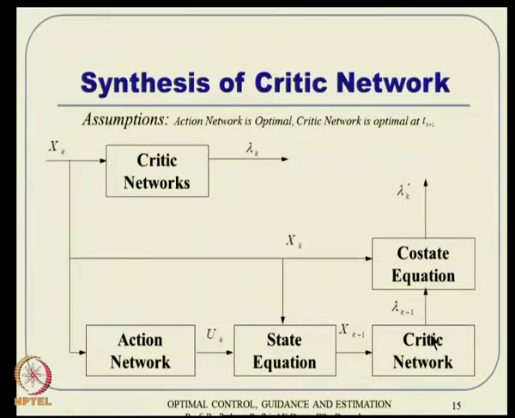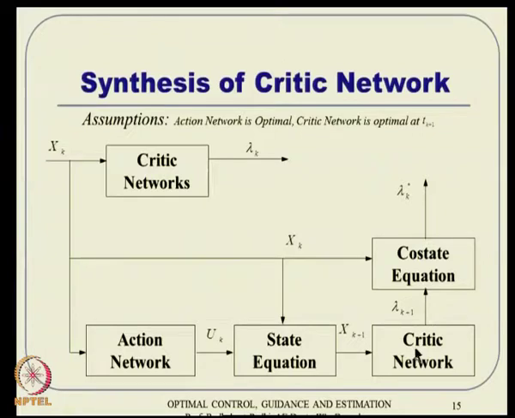In other words, for finite time problems, we would like to train the network first using this boundary condition and then proceed backwards. For infinite time problems, the final value of lambda happens to be 0. So, we train it in the domain very close to 0, and then try to enlarge the bound that way. But anyway, coming back, what it means is the critic network is already optimal at t_{k+1}.